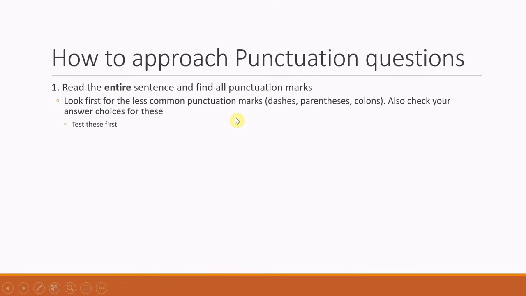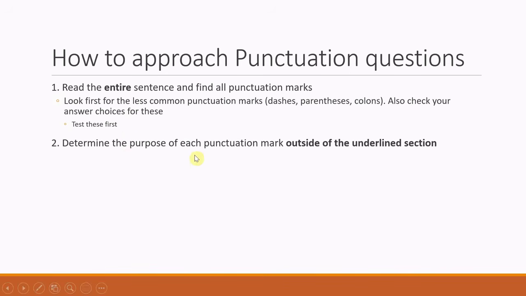Figure out what they're doing. Look first for those less common ones, the dashes, the parentheses, the colons. You don't see them a lot. They're only used for a few little things. So also look through your answer choices to see if you find any of those. You can test them first because they're not used for much and it's really easy to figure out, do they make sense here or do they not? If they do, you might be done. If they don't, you can get rid of those answer choices right off the bat.